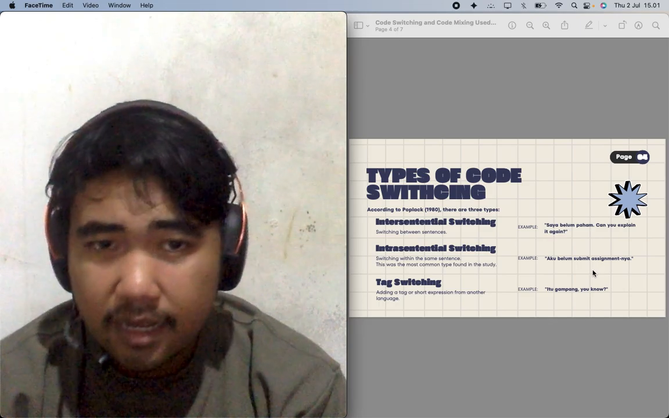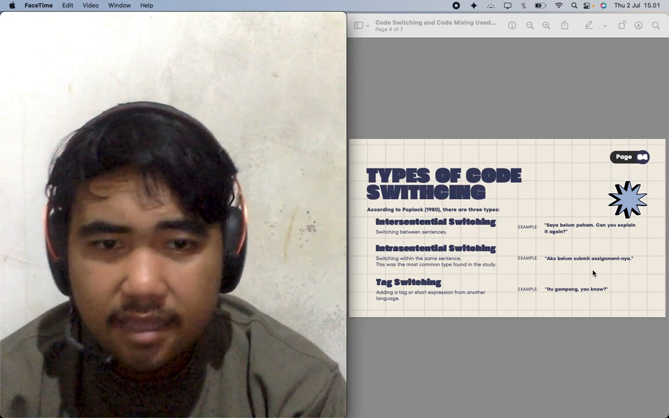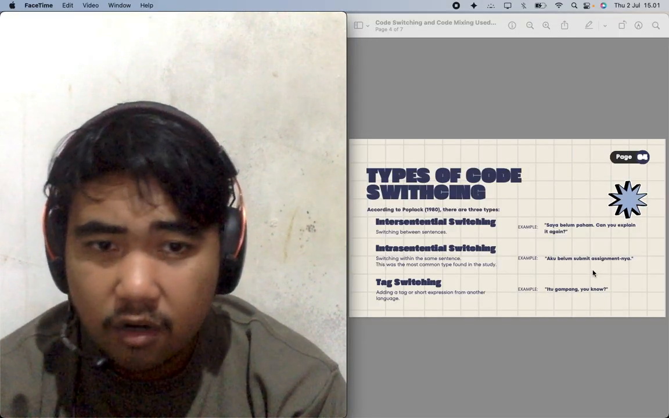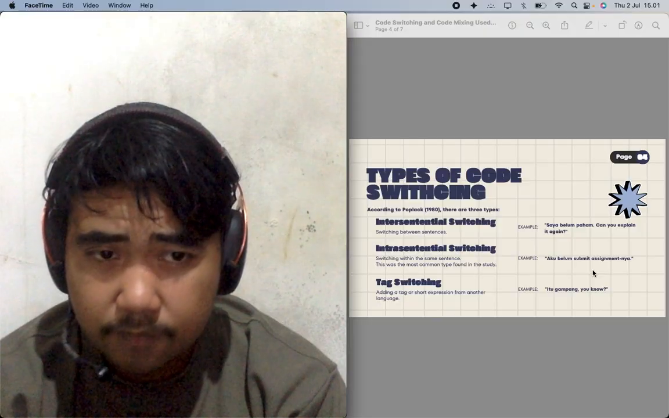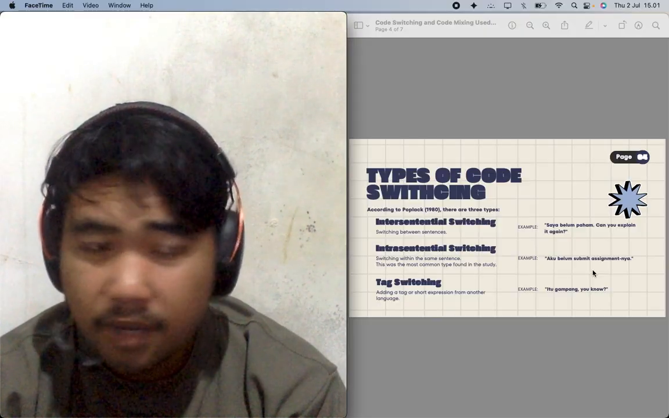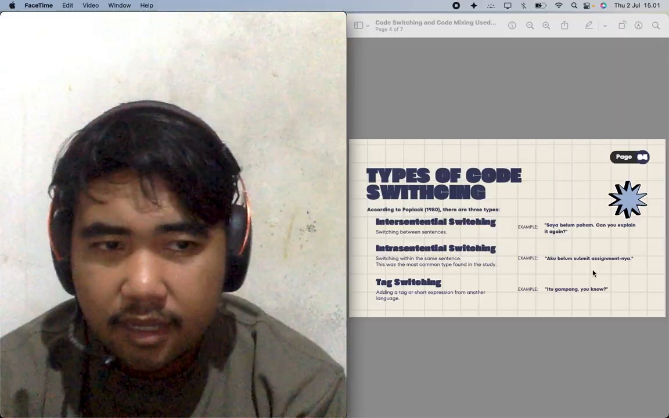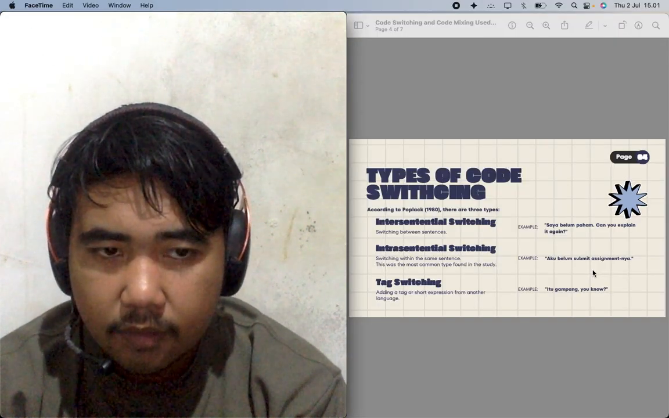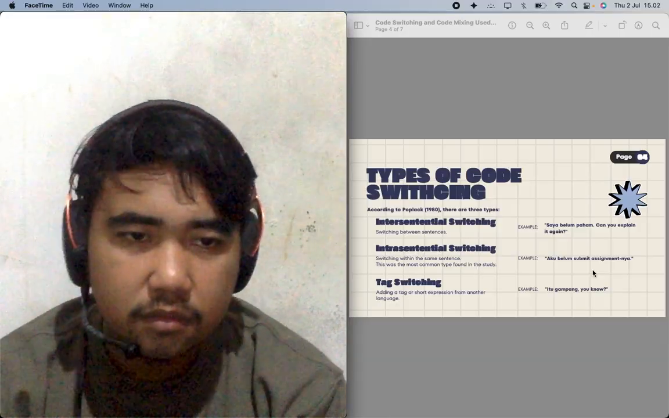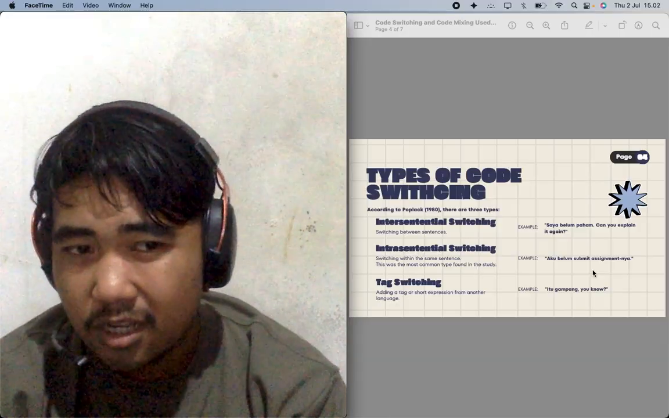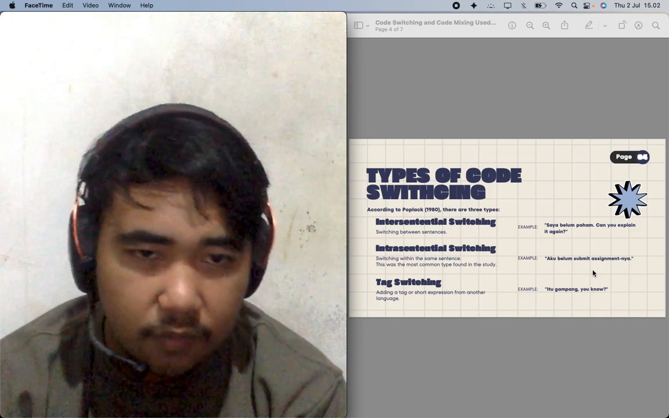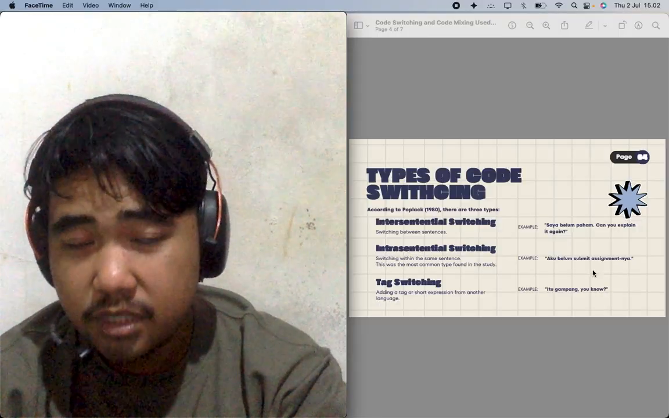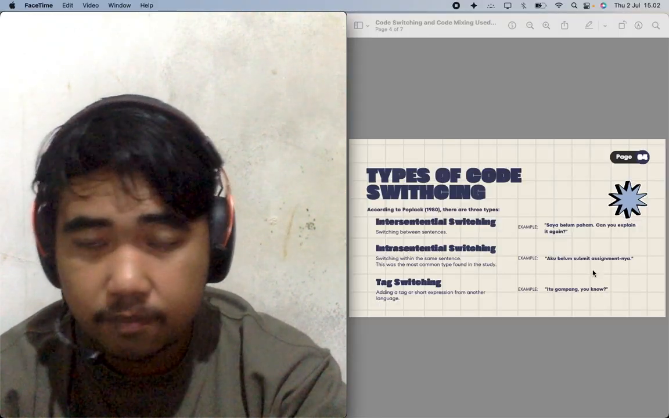And the last type is tag switching. It explains adding a tag or short expression from another language. For example, "Itu gampang, you know." So there is a tag or short expression. "Itu gampang" is Indonesian language, "you know" is English language. Okay, those are the types of code switching according to Poplack.